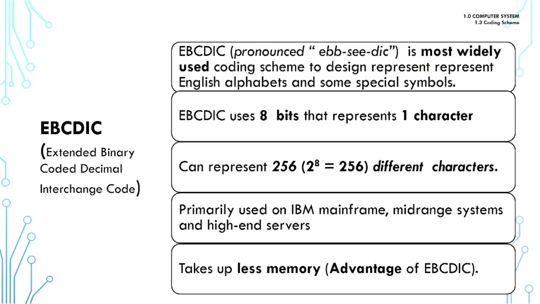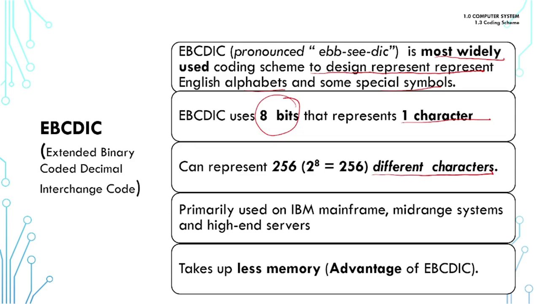Untuk EBCDIC, okay, the second one for coding scheme, EBCDIC iaitu Extended Binary Coded Decimal Interchange Code. Okay, it is mostly used for coding scheme to represent English alphabets and some special symbol. And then use of 8 bits, sama juga. EBCDIC menggunakan 8 bits to represent one character. And then possible character can represent is 256 different character. Eh, sama juga dengan ASCII tadi.